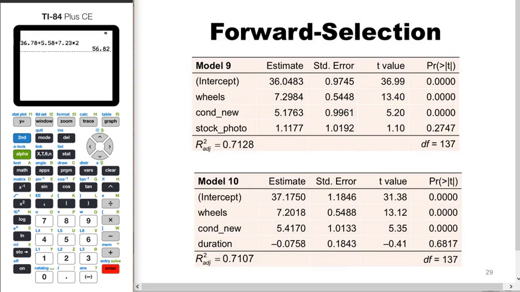You can see in this case, stock photo was not significant, so I can just throw out that model right away. Next one, p-value 0.6817. Duration is not important, throw it out. Neither of these models work for us. Both these models have non-significant variables, and so neither of these models work. That means I go back to the previous one, the one with just wheels and condition nu.